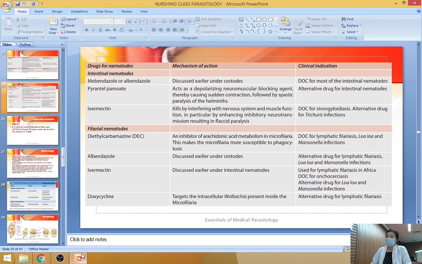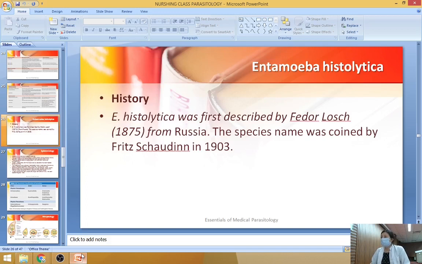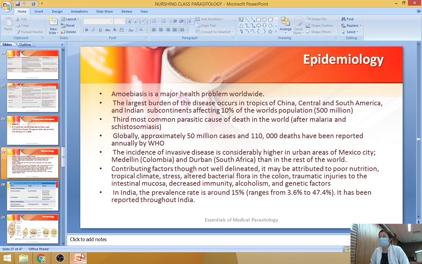Okay, so we will go to Entamoeba histolytica. Let's know some history about it. Entamoeba histolytica was first described by Fedor Lösch in 1875 from Russia. The species name was coined by Fritz Schaudinn in 1903. This is a brief history. So why is Entamoeba histolytica important? Because it is a major health problem worldwide.